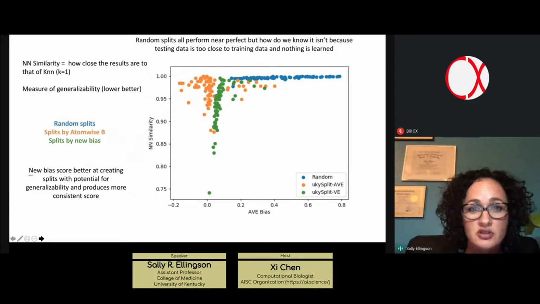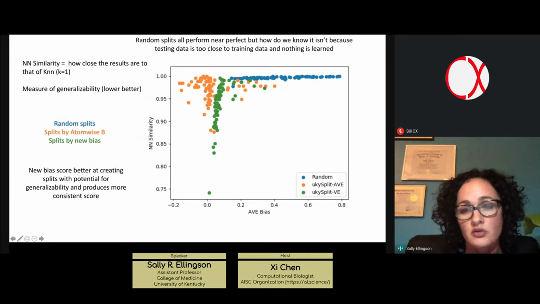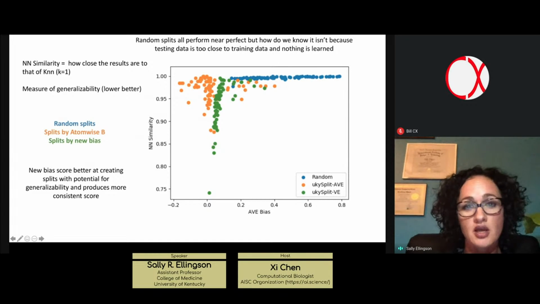And so here's some results of looking at these different methods. In this graph, the blue shows splits that were made just randomly. And then in the orange, and so each dot is a different protein in the data set, the orange is with splits that were done by the original bias score. And then the green is the new bias score that does not allow for canceling out.